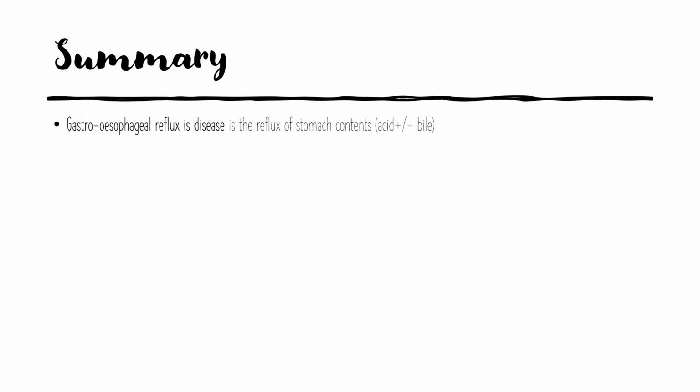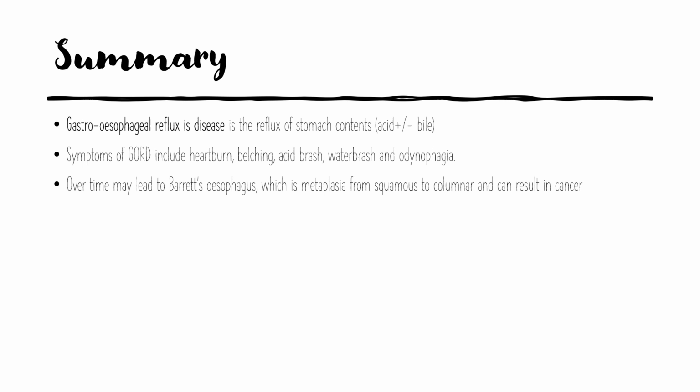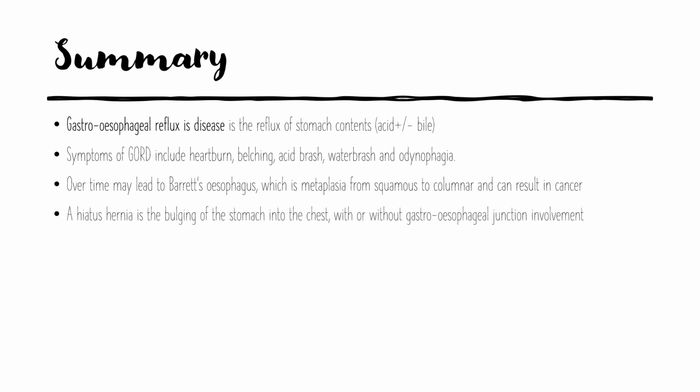Firstly, gastro-oesophageal reflux disease is the reflux of stomach contents, that's gastric acid with or without bile. Patients may complain of heartburn, belching, acid brash, excessive saliva, and odynophagia. Over time, the metaplasia from squamous cells to columnar cells can lead to Barrett's esophagus and can potentially result in cancer. A hiatus hernia is the bulging of the stomach out of the abdomen into the chest. This can occur with or without the gastro-oesophageal junction involvement.